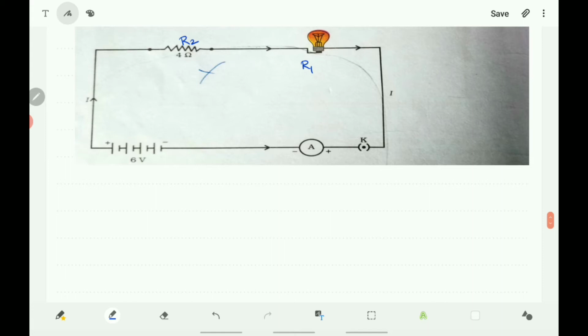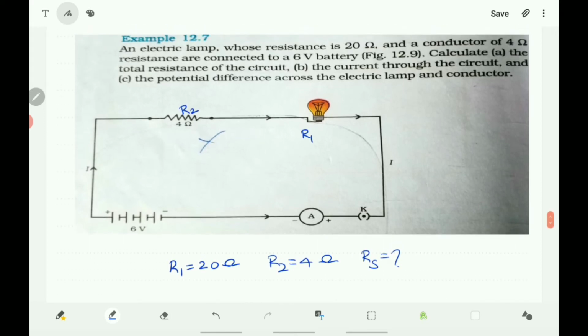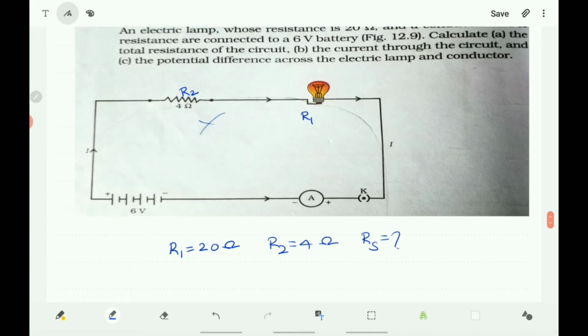So let us have R1 is equal to 20 ohm, R2 is equal to 4 ohm, and Rs we have to find out. Then the voltage is given, that is the potential difference, the voltage of the battery is 6 V. That is the total potential difference across the two terminals of the battery is 6 volt.